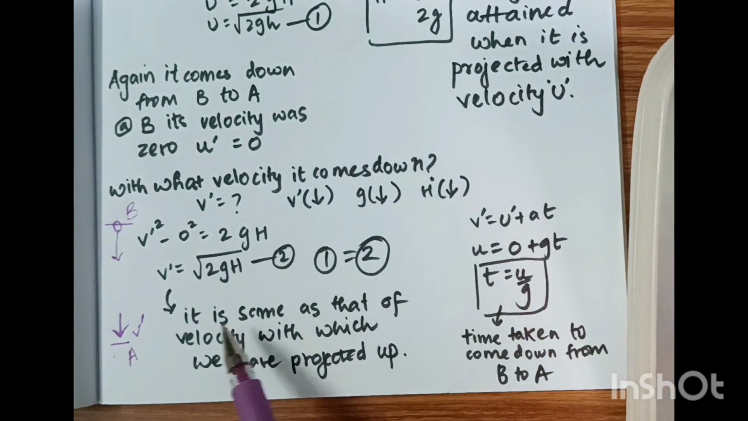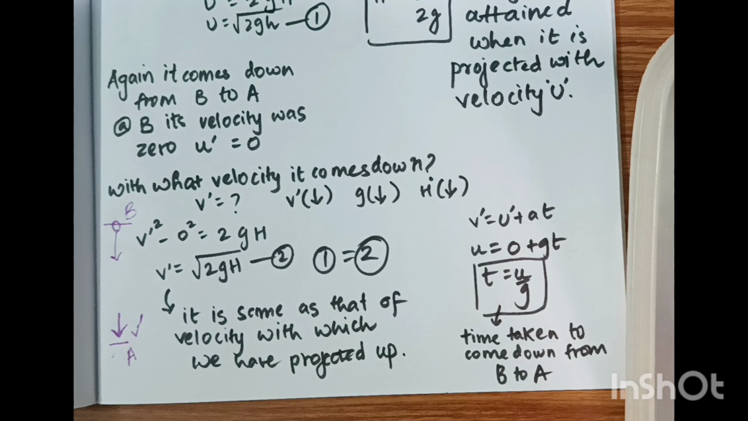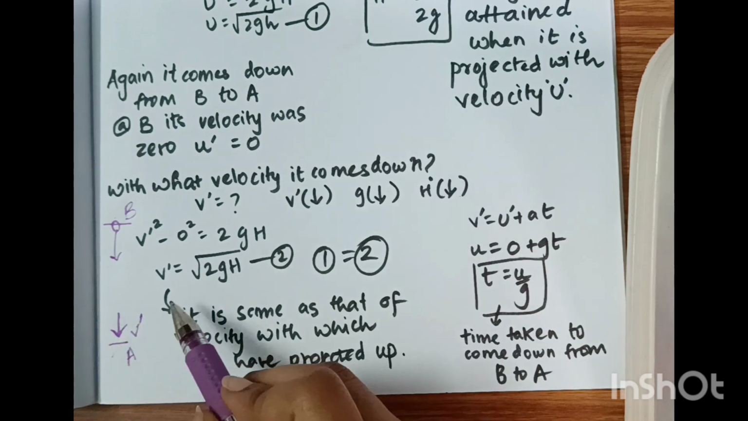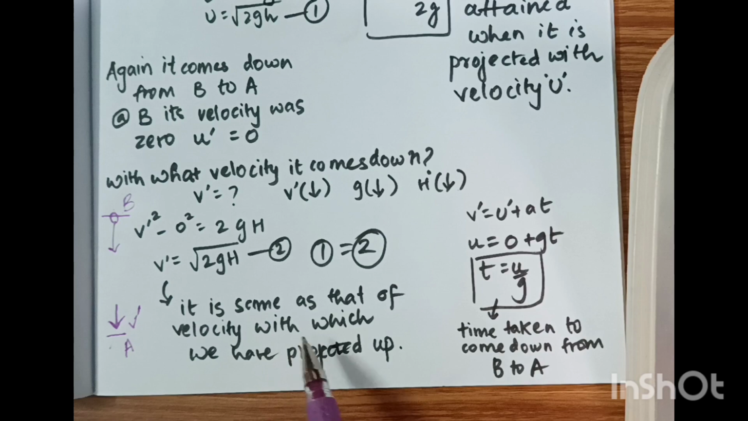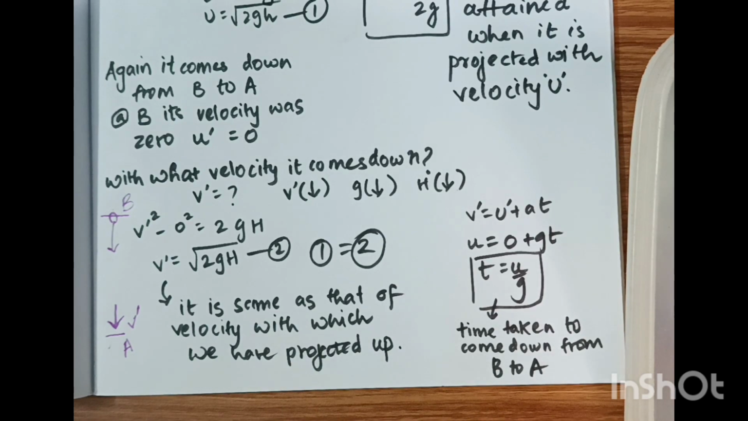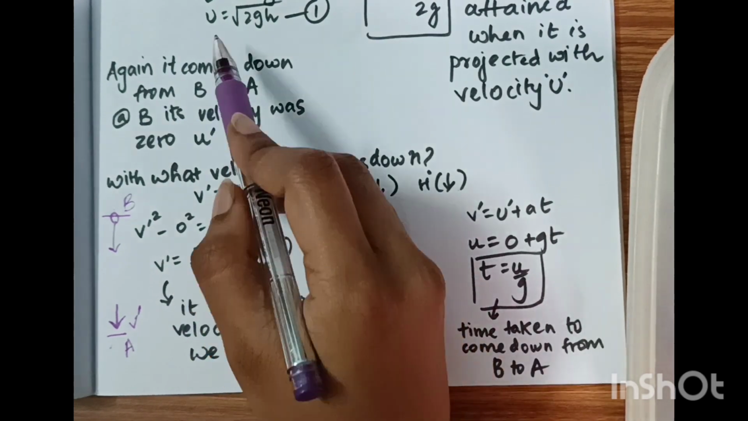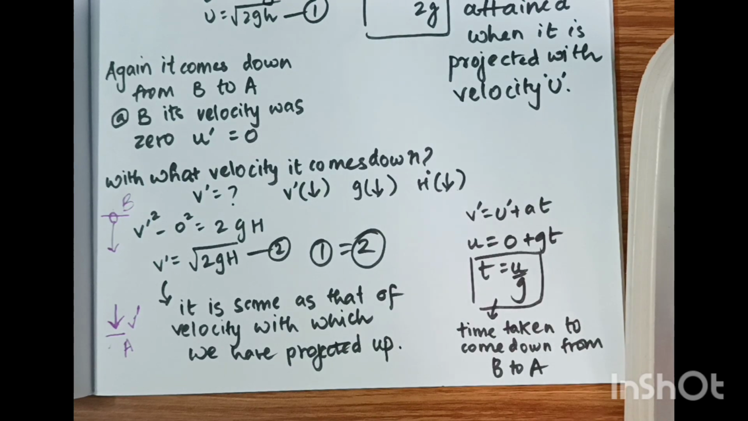So with what velocity we have projected the ball upwards, the same velocity it possesses when it is coming downwards. The velocity with which it comes down is the same as the velocity with which we projected it up. So instead of v dash, we can also use u. The value u can be used instead of v dash.